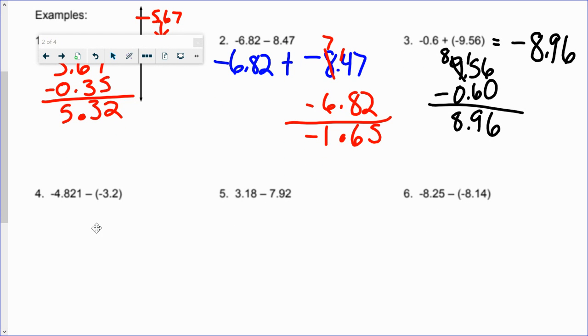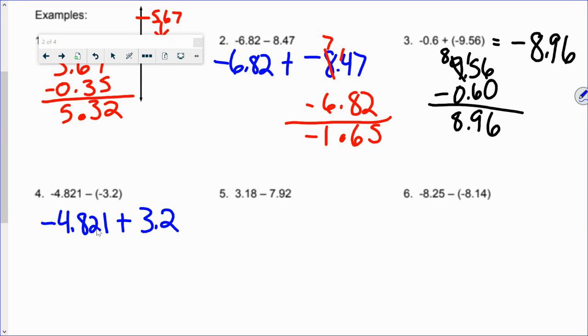Okay. So now we have another subtraction problem. Remember, subtraction problems, you need to change them to addition by adding the opposites. So we really have negative 4 and 821 thousandths plus, and then what's the opposite of the negative? A positive. Okay. Though 3 is larger on the number line, negative 4 is farther away from 0, and that's what we want when we are setting up our problems.